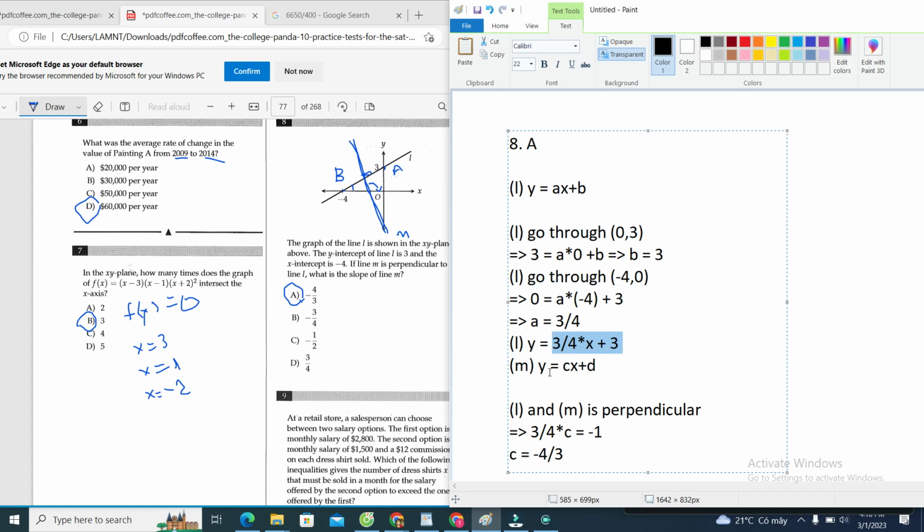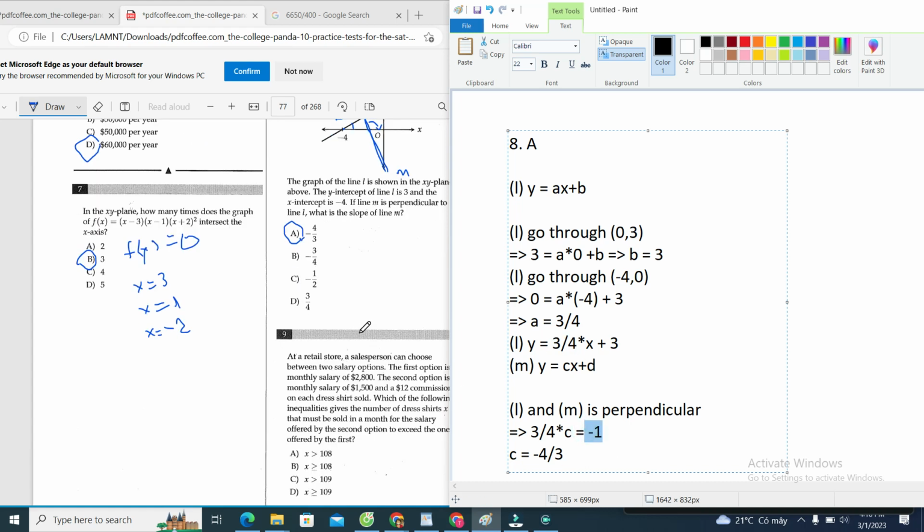And m is y equal to cx plus d. Because L and m are perpendicular, the slopes have a product of -1. So 3/4 times c has to be -1. Therefore c has to be -4/3, which is answer A.